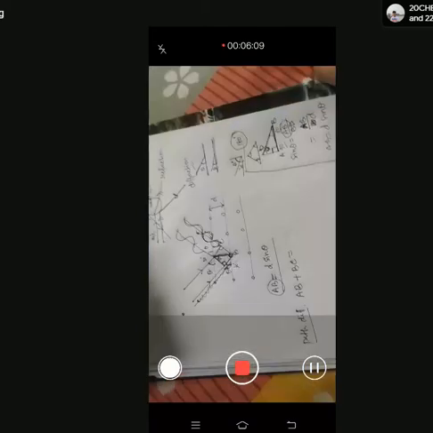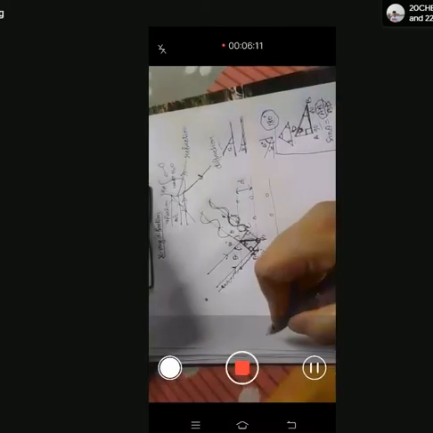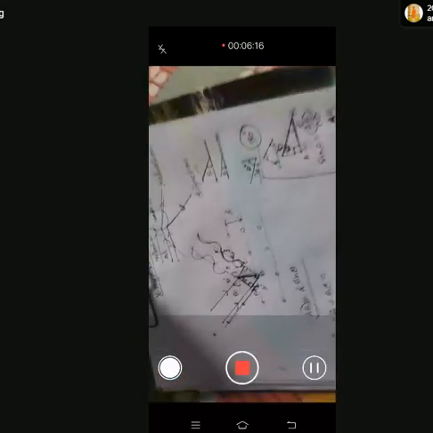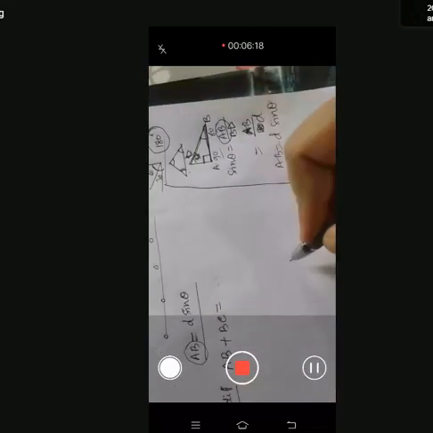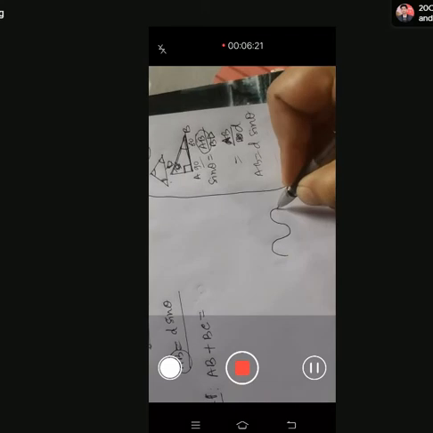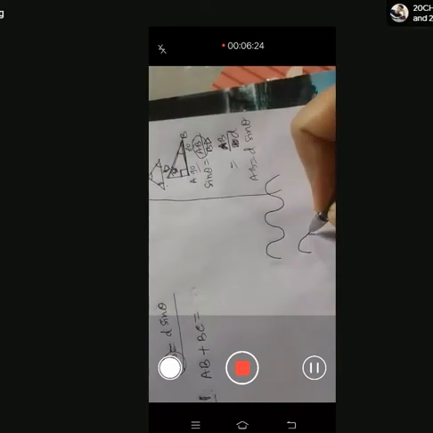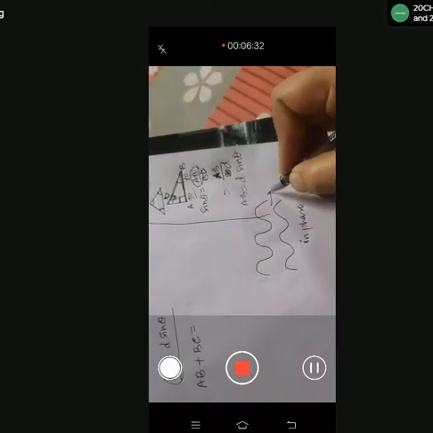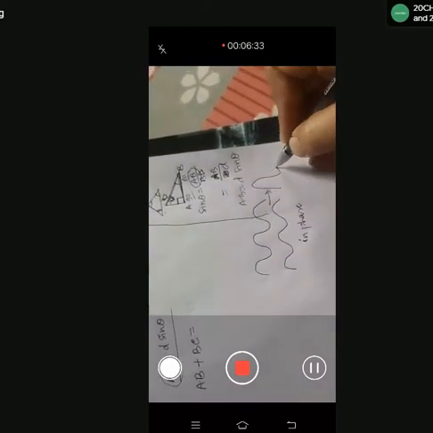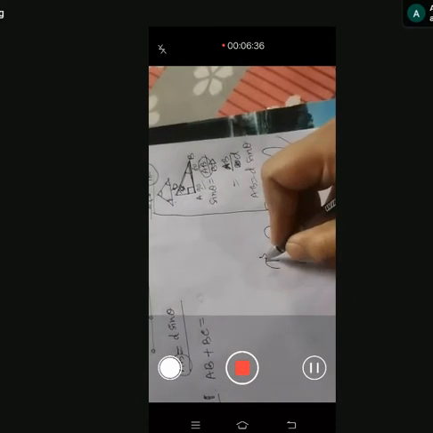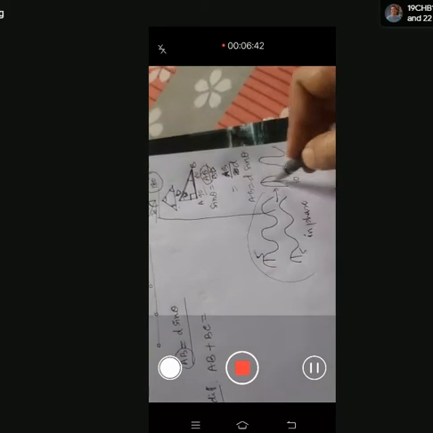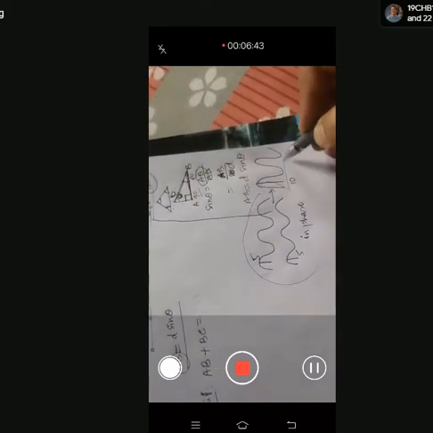So if you are from physics, it is said that if two rays are like this, that means they are in phase, they are similar, and the resultant will be the summation of these two. If this peak is 5, this is also 5, so it will be 10.